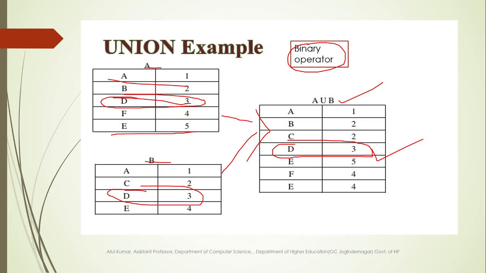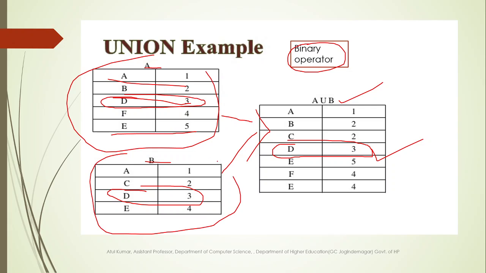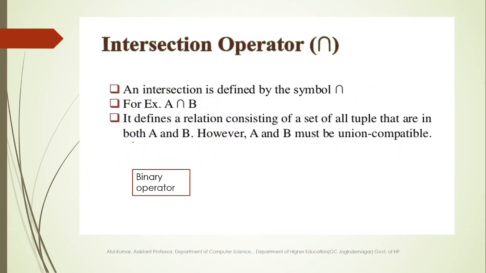Union is also a binary operator. This means it operates on two relations. So to perform a union operation we need at least two relations.